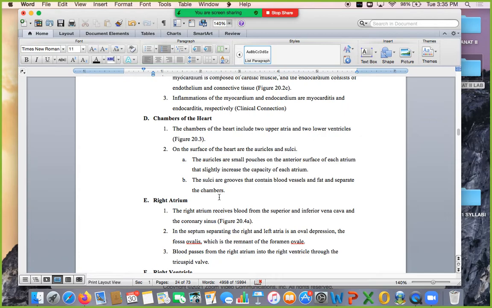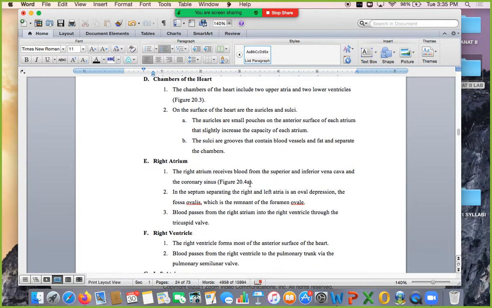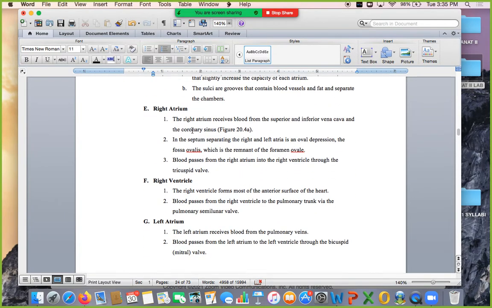The heart is split into 4 chambers: 2 atria, 2 ventricles. That's the left and the right. We also have these regions on the outside called auricles and sulci. So pouches are auricles and sulci are grooves. The right atrium is where blood's going to be coming in from the vena cava. We have 2 regions of the vena cava, superior and inferior vena cava. They both feed in, as well as from the coronary sinus, which is going to come from coronary circulation, basically blood that has kept the heart tissue alive.